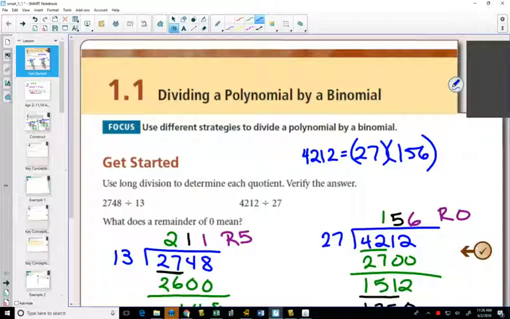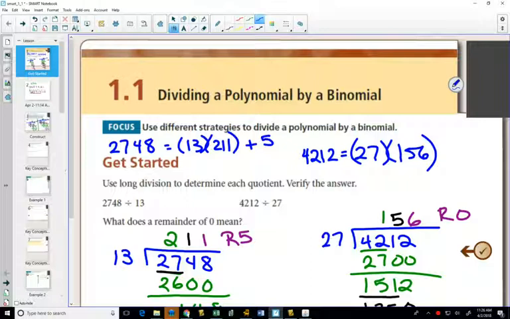When I divided 2,748 by 13, I found out that 2,748 was equal to 13 times 211, but that wasn't quite right. It didn't work out perfectly. There was a remainder of 5, meaning that I would have to add 5 to this just to make it equal. It wasn't quite there. But I get two expressions that say what I got as an answer.